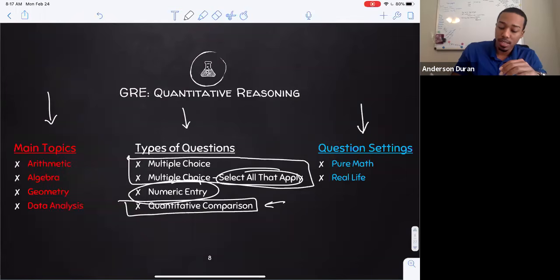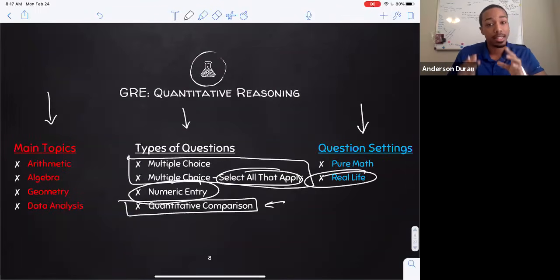Now, the two question settings that you are given are pure math and real life. Pure math is where they don't have any context, no story. It is all pure math. And then real life, that's situational. This is where everybody really hates their life, because not a lot of people can interpret the context quickly to determine what the solution is. So we will discuss a lot of real life problems along with some pure math, and we'll talk about how you can benefit moving forward.